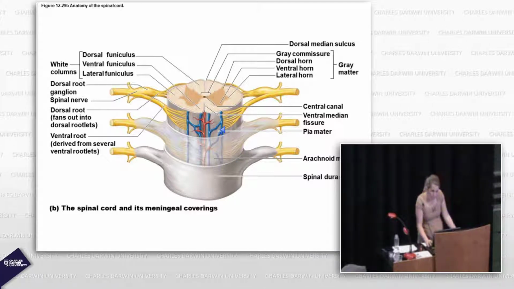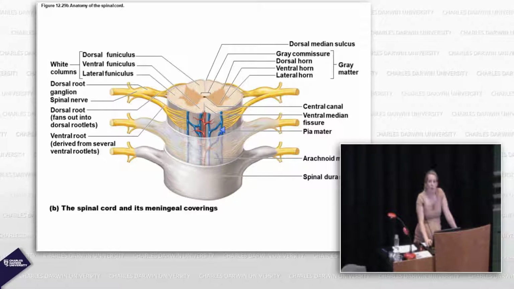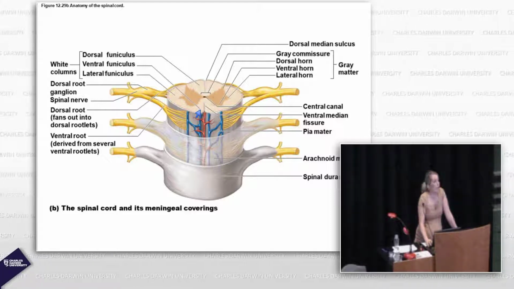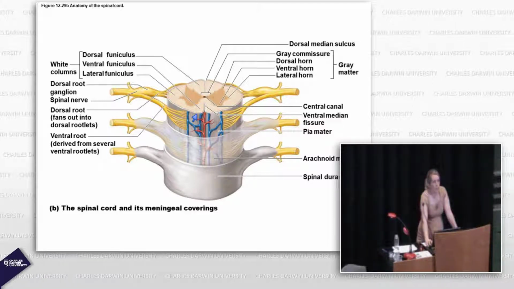What you can also start to see in this picture is this really distinctive shape of the grey matter within the spinal cord. Some people think it looks a bit like a butterfly or an H, but I guess if you're thinking of it as a butterfly, instead of calling these wings, we call them horns. So you have your dorsal horns at the back and your ventral horns at the front. In some areas of the spine, not all, you also have these lateral horns, just going out to the sides.